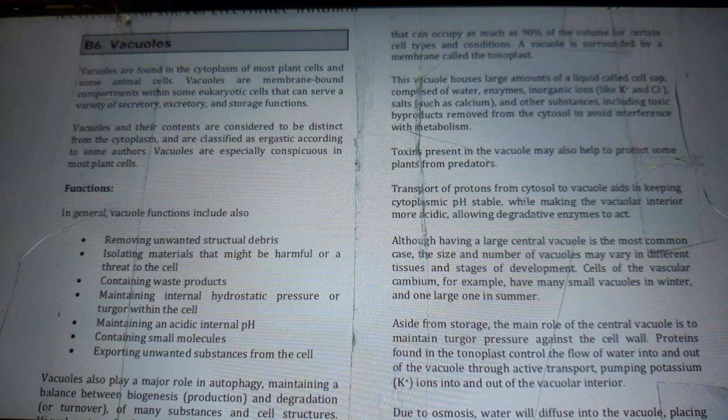Transport of protons from cytosol to vacuole aids in keeping cytoplasmic pH stable or making the vacuolar interior more acidic, allowing degradative enzymes to act. Although having a large central vacuole is the most common case, the size and number of vacuoles may vary in different tissues and at different stages of development. Cells of the vascular cambium, for example, have many small vacuoles in winter and one large in summer.